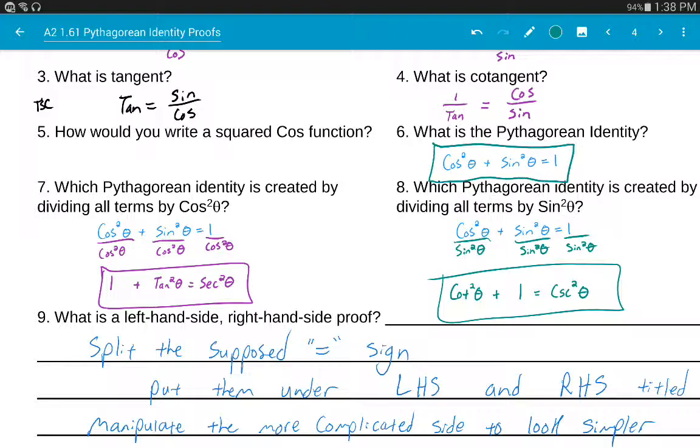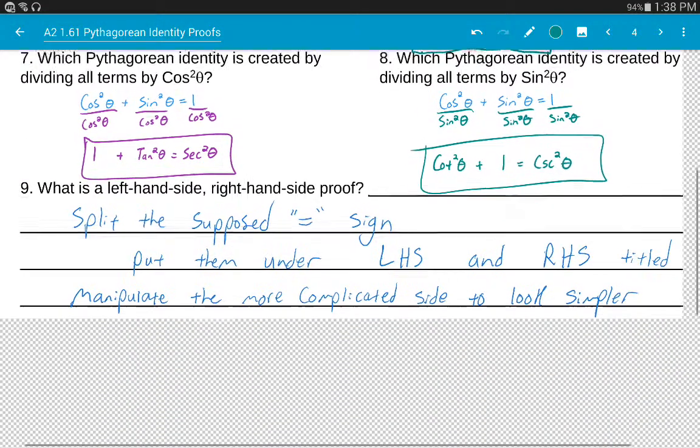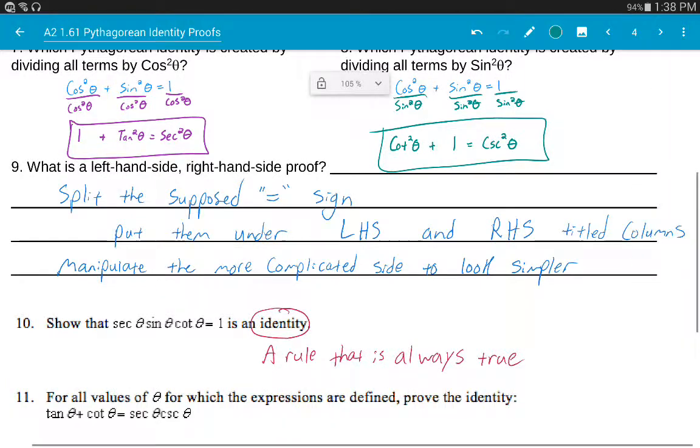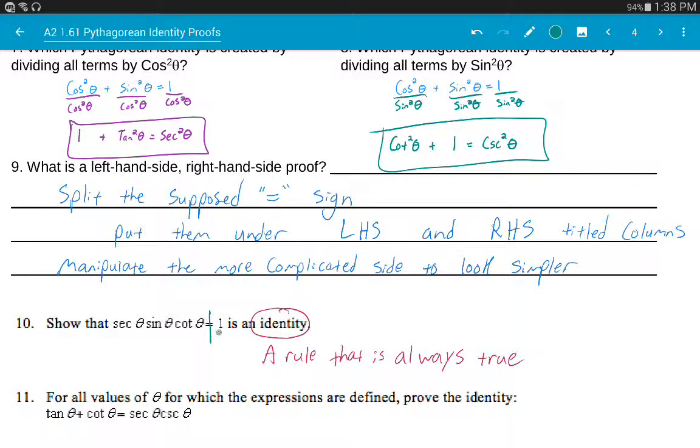Now the idea of these proofs is we split them, we make them a left-hand side, right-hand side proof. So we split them at the equal sign, and we prove on one side that this is equal to this. And the goal always is to prove that it's an identity. So you're proving that it is a rule that is always true. You're proving that it's true. You're proving that they're equal.